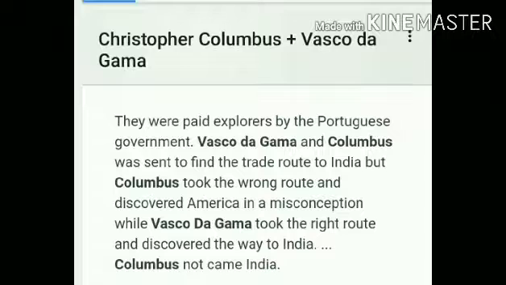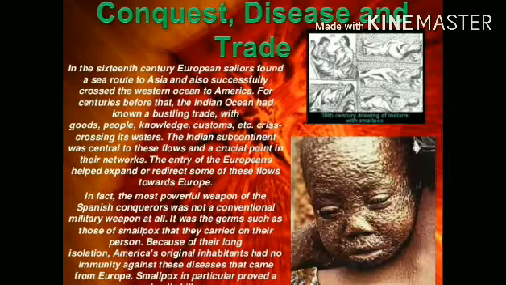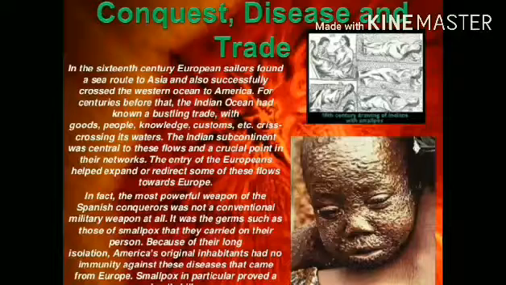My dear students, the Portuguese and Spanish conquest and colonization of America was decisively underway by the mid 16th century. European conquest was not just a result of superior firepower. In fact, the most powerful weapon of the Spanish conquerors was not a conventional military weapon at all. It was the germs, such as those of smallpox, that they carried on their person. Because of the long isolation, America's original inhabitants had no immunity against these diseases that came from Europe. Smallpox, in particular, proved a deadly killer.